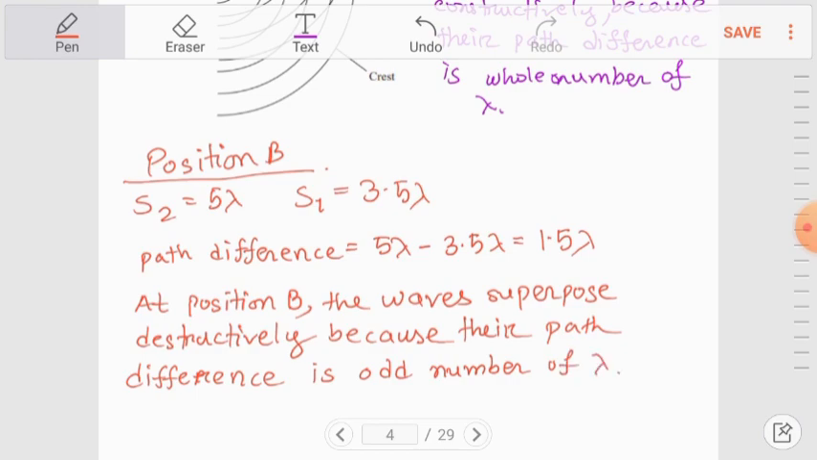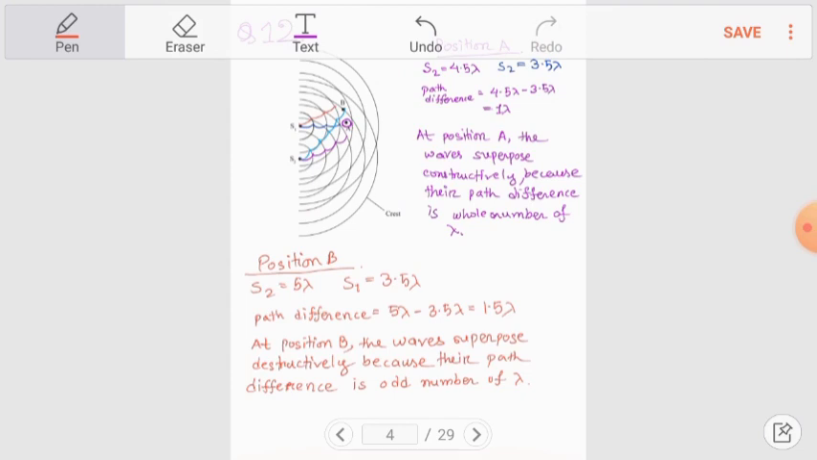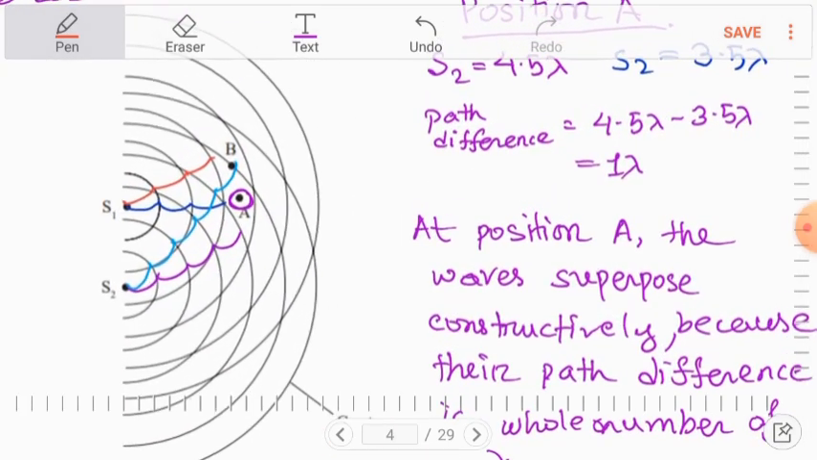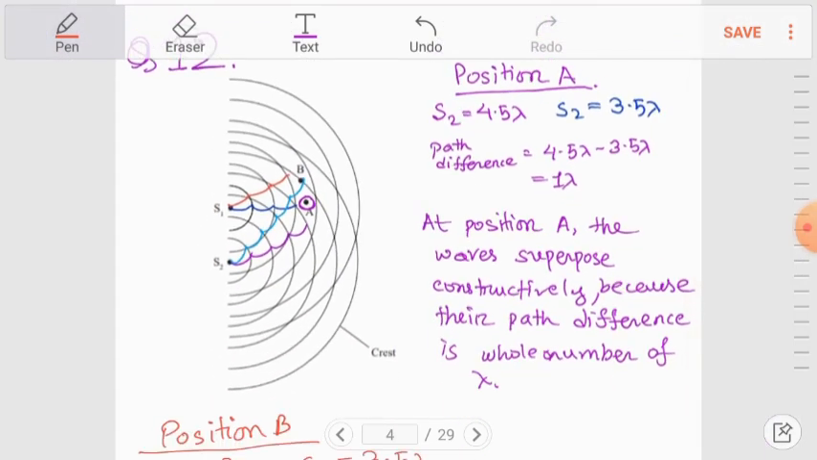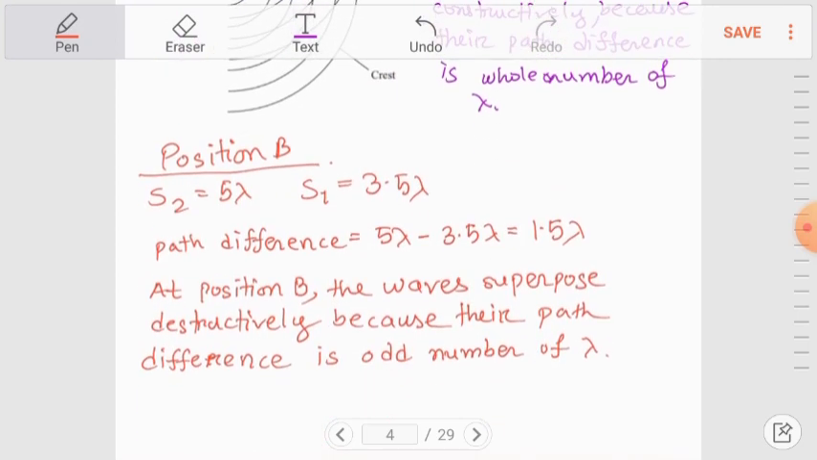Odd number of lambda. And with this, our question number 12 ends. Let me zoom out so you can clearly see the entire working. And this was the end for question number 12. I hope question number 12 was clear. Let me zoom in. So this is for position A, and this is for position B.